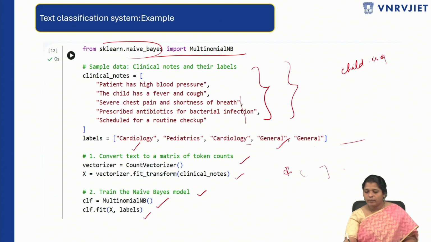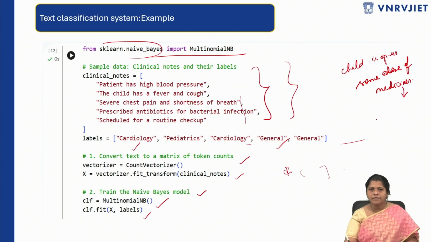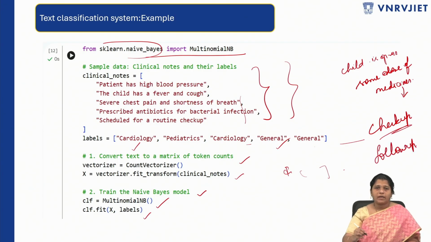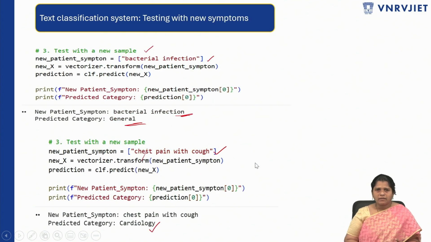Suppose the new patient history is that a child is given some medicines, some dosage of medicines. For this it could come under the category of routine checkup or the follow-up category. This is a small example where we can illustrate and predict the category of the words.